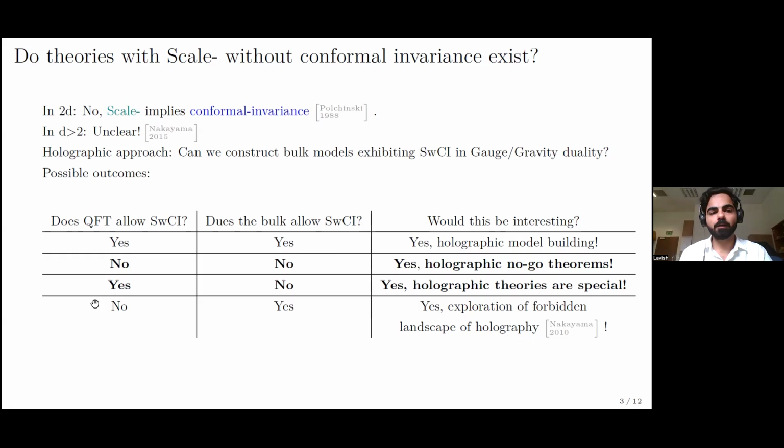If quantum field theory allows for scale without conformal invariance, but the bulk doesn't, then we can say that not all quantum field theories have a holographic dual, and in that sense, holographic theories are special. And if quantum field theory doesn't allow for scale without conformal invariance, but we find that the bulk does, then we fall into the forbidden landscape of holography. In this work, we are able to find that a physically sensible bulk dual model doesn't allow for scale without conformal invariance, and we lie in the 2 regimes here.